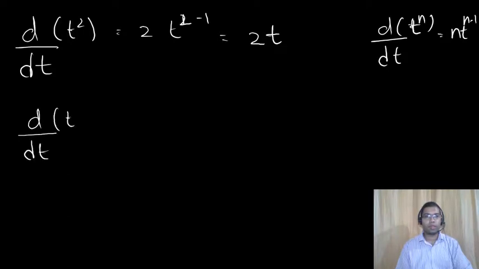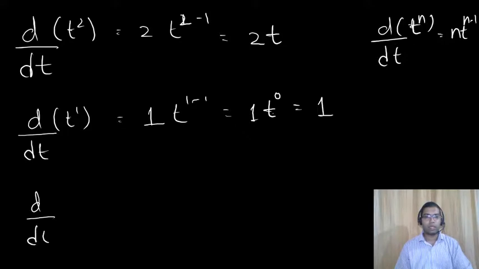d by dt of t power 1 is 1 into t to the power 1 minus 1, which is t power 0, which is equal to 1. And d by dt of t to the power 0 is 0 times t power 0 minus 1, which is equal to 0.